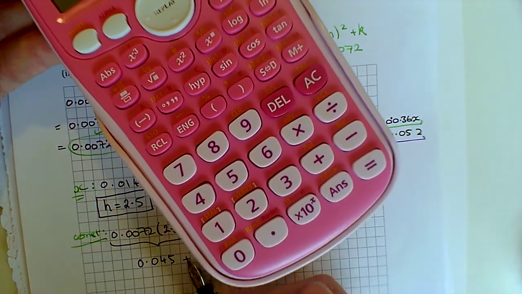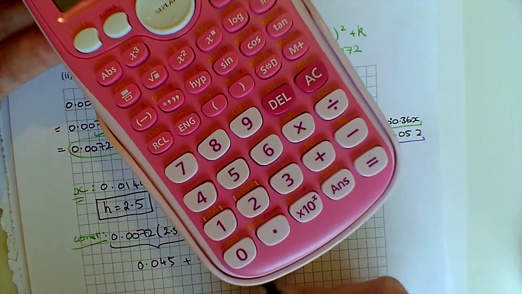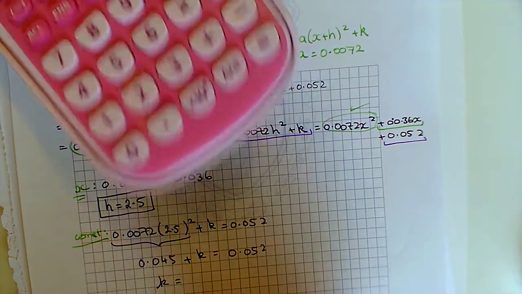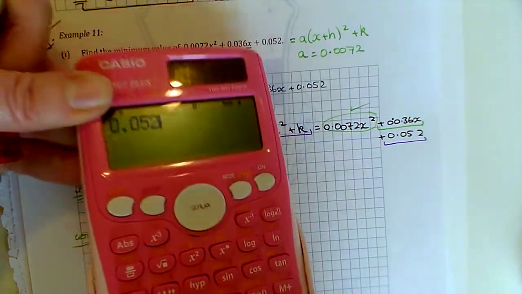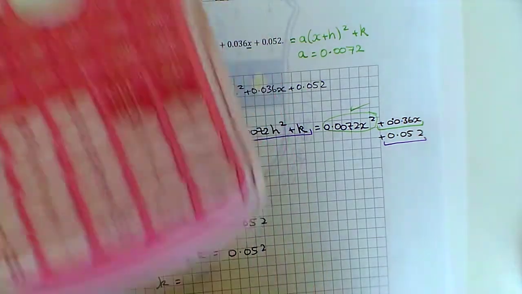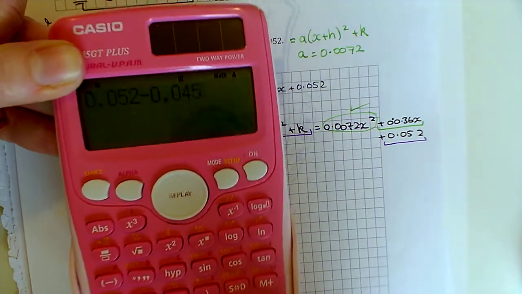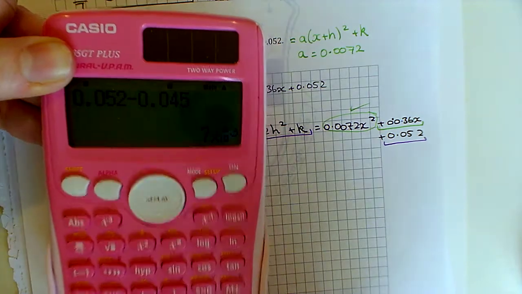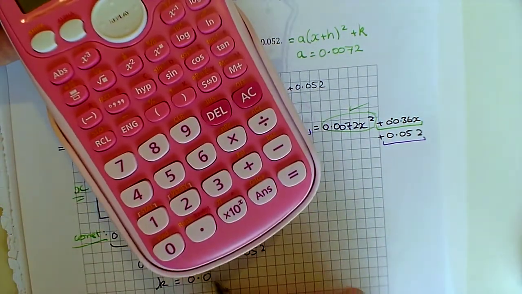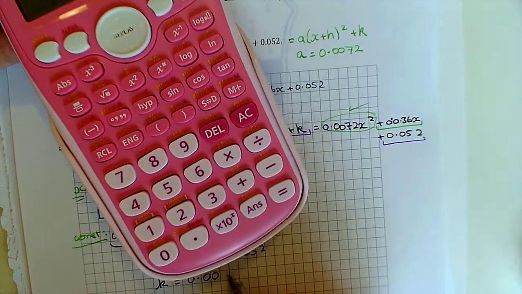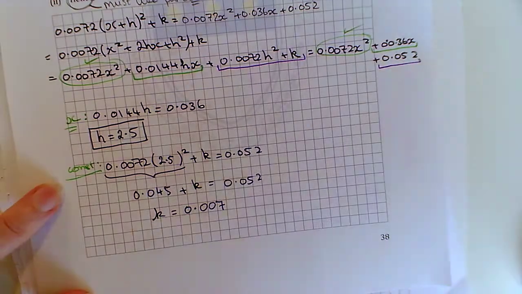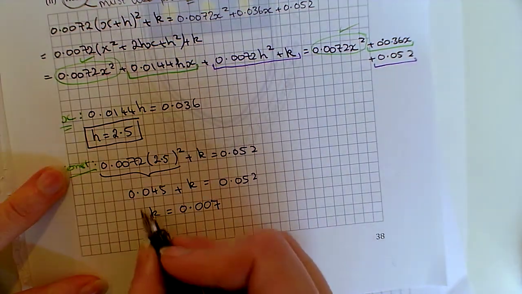So 0.045 plus k is equal to 0.052, which means I just need to do a subtraction. 0.052 minus 0.045. You don't need to write down these steps. You're just bringing something over to the other side. And we get 7 to the power of minus 3. That's what my calculator is writing it as. But we're going to do it like this. Okay. So 7 divided by 1,000.